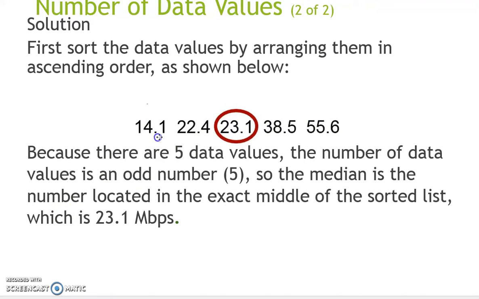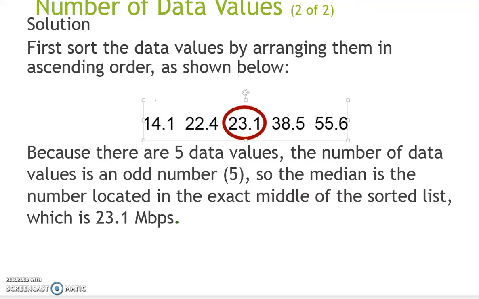So you see this is the low value and the high value, from low to high. So we have low value to high value, and the value in the right middle, 23.1, is going to be our median. 23.1 is the median in this case.